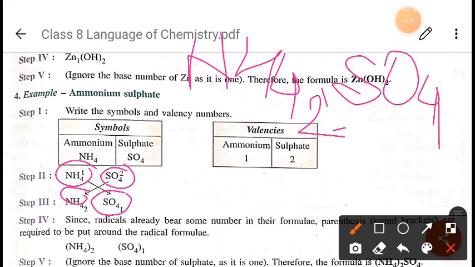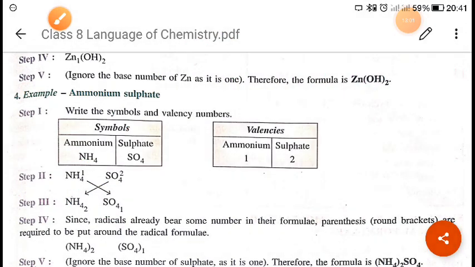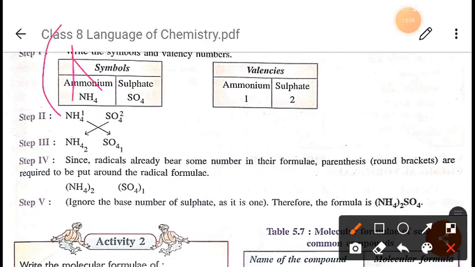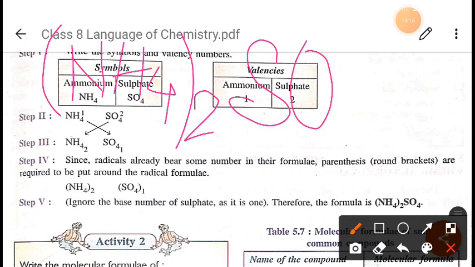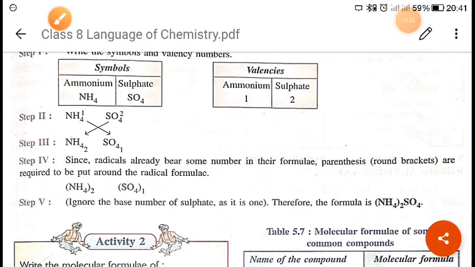Since here you can see NH4, if it is 1, then no problem, we will leave it as it is, but it is 2 in number. So we will put NH4 in a bracket like this, NH4 in bracket with 2, and SO4 outside of this. We will write it like this, right? I hope you have understood this, right?